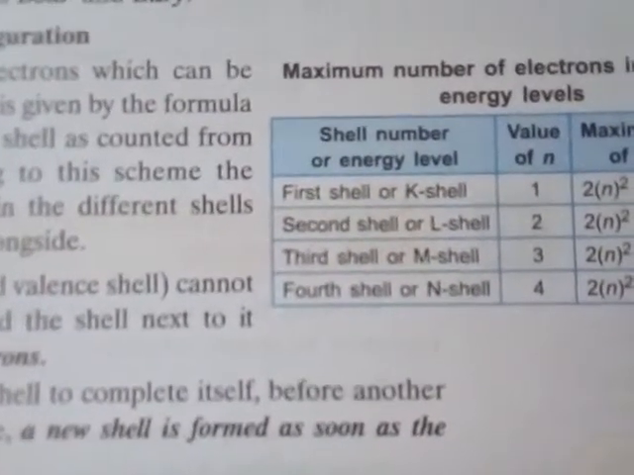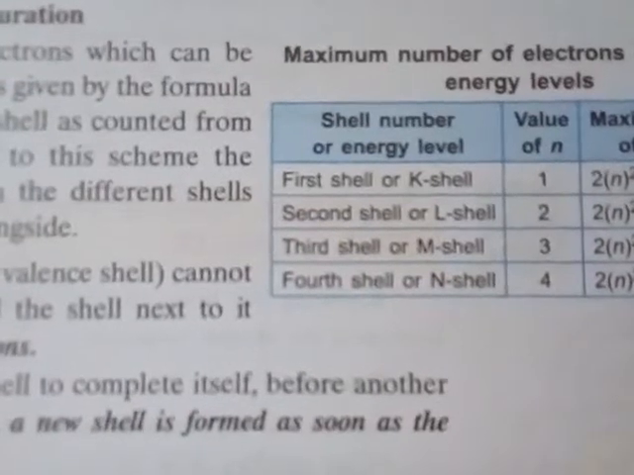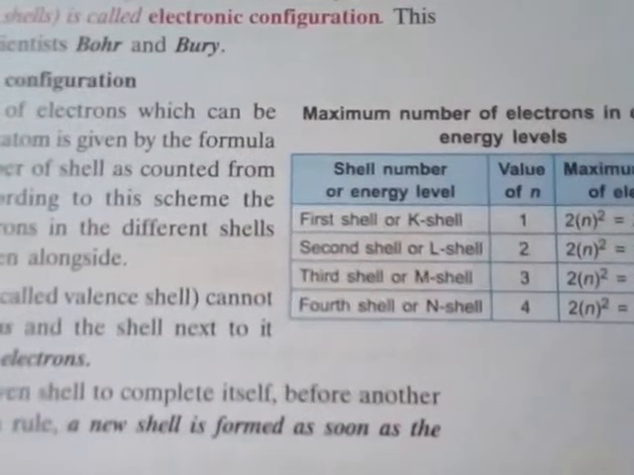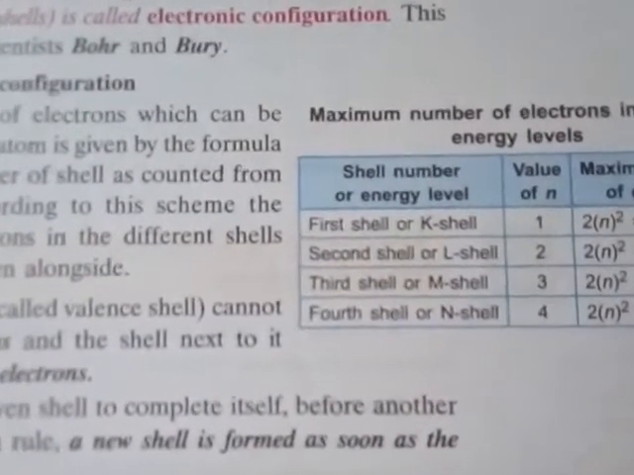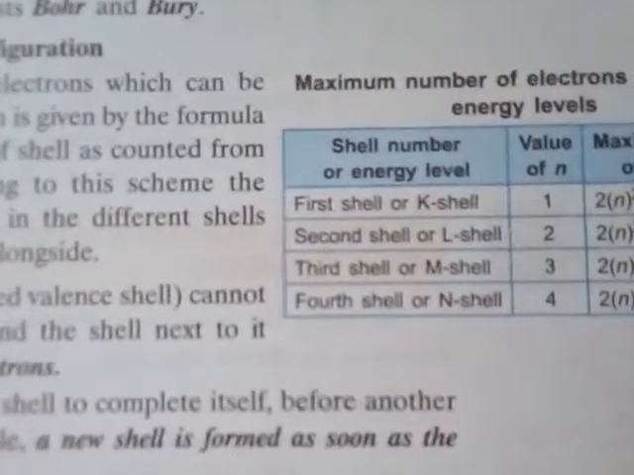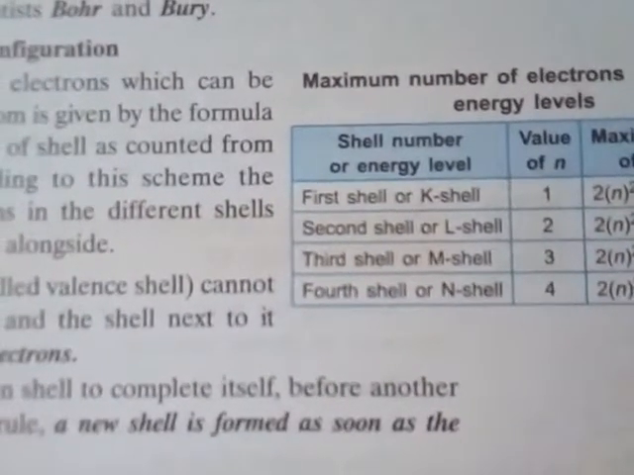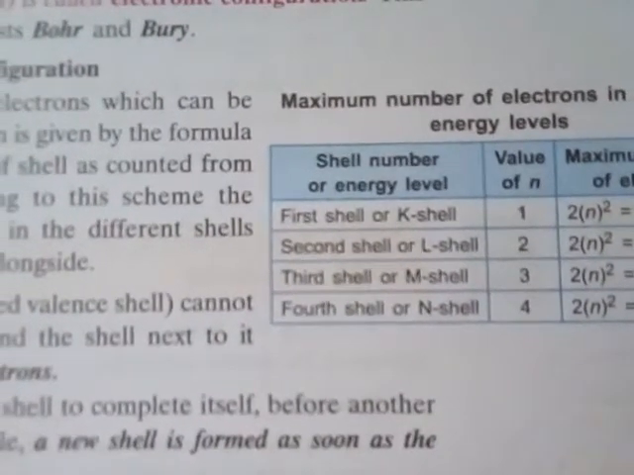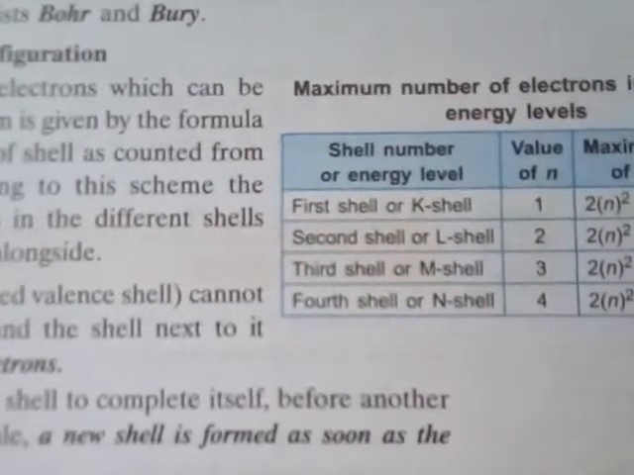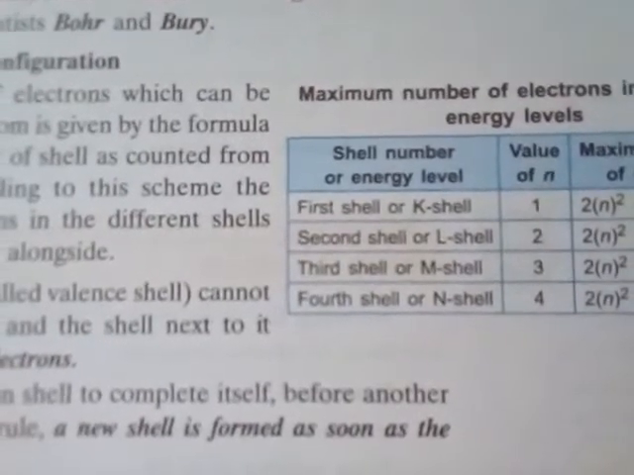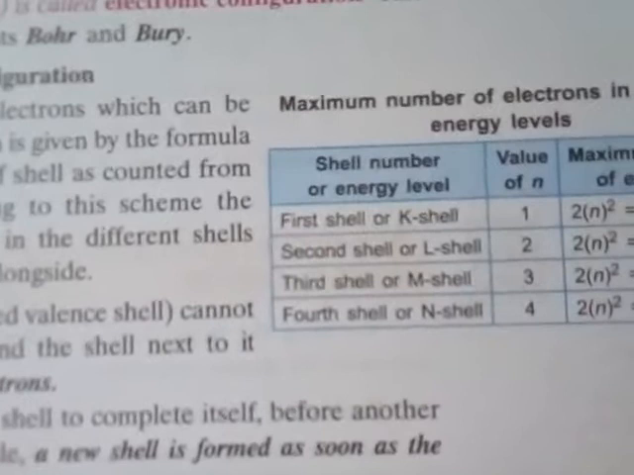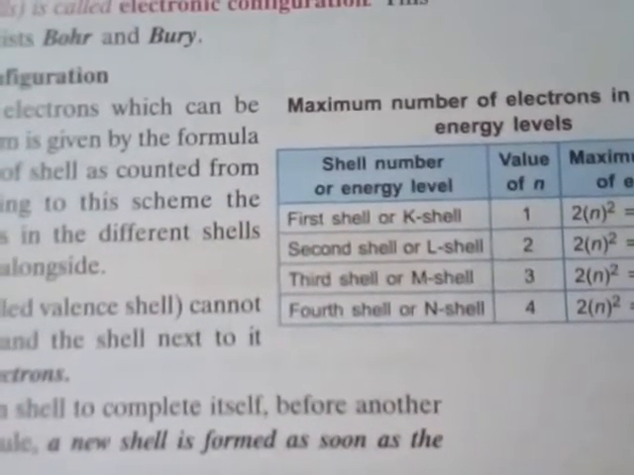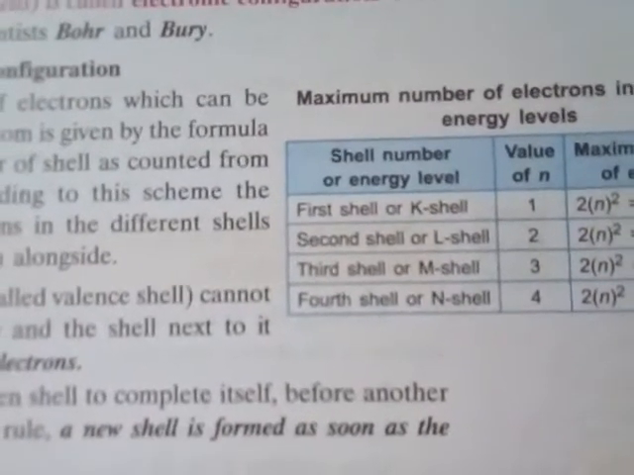How? Suppose I have potassium. The atomic number of potassium is 19. If you want the electronic configuration of potassium, the K shell will occupy 2 electrons, the L shell will occupy 8 electrons, and the M shell will occupy how many electrons? The remaining. 8 plus 2 is 10, and the total number of electrons is 19 in a neutral potassium atom. So how many electrons are remaining? 19 minus 10, that is 9 electrons.